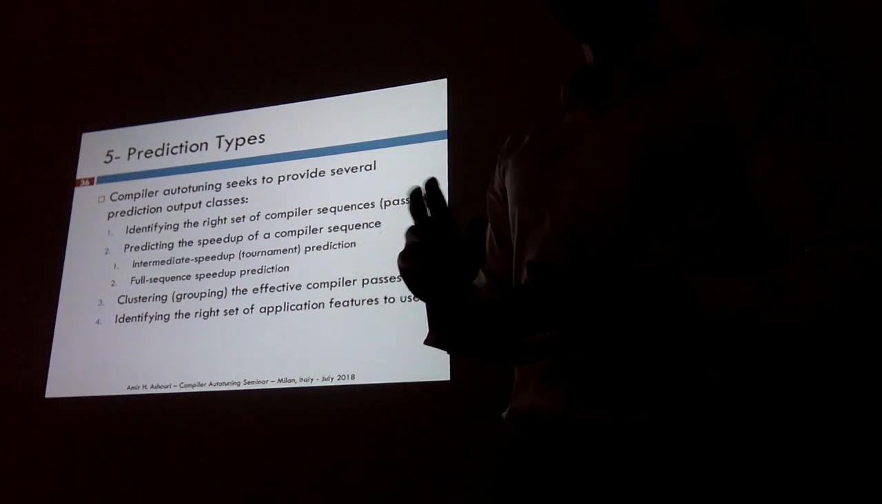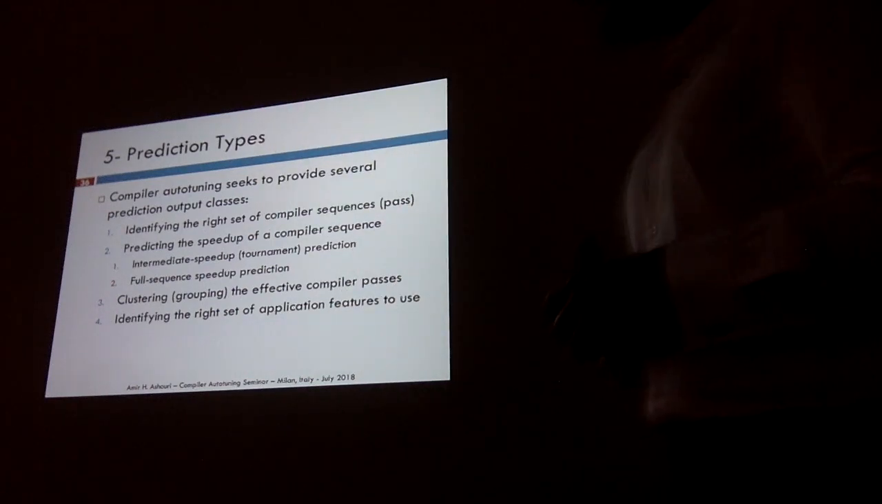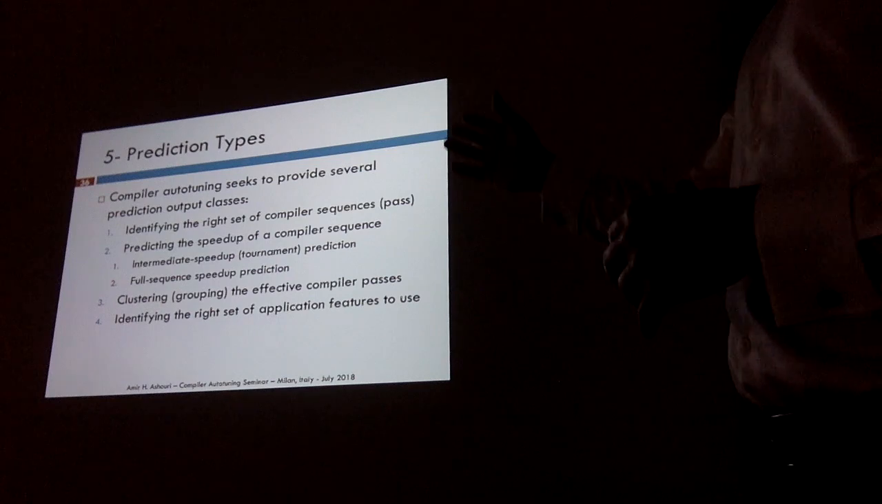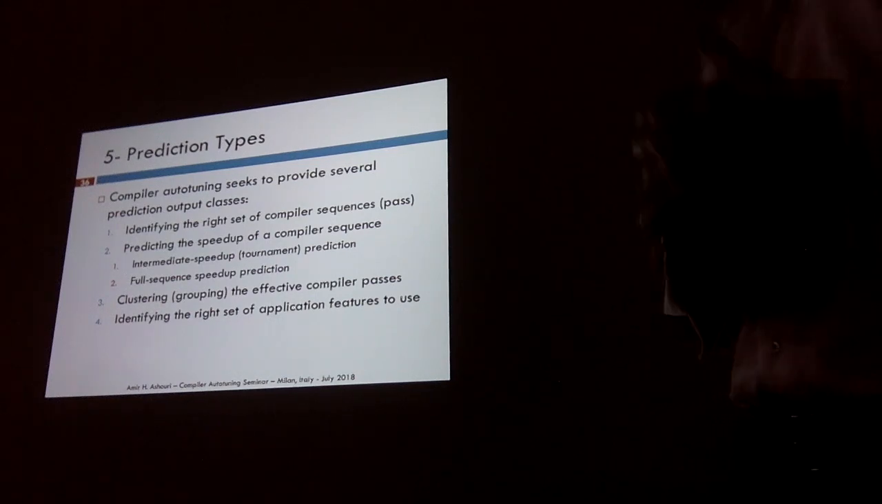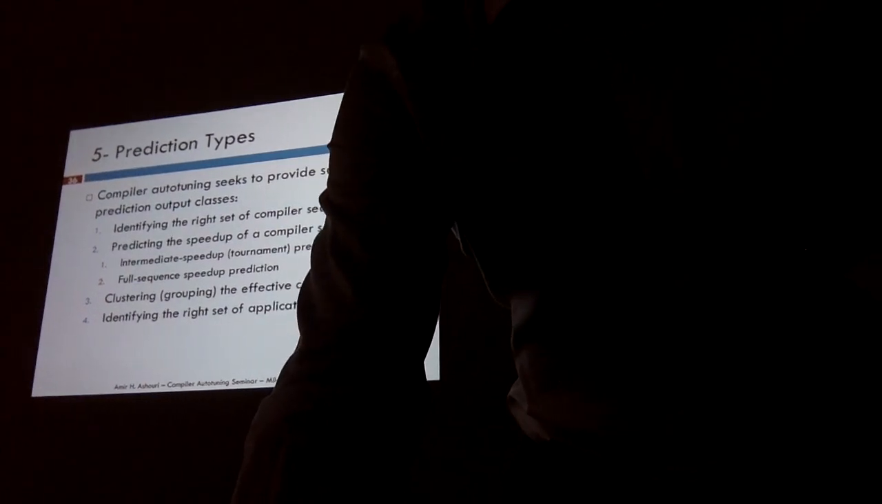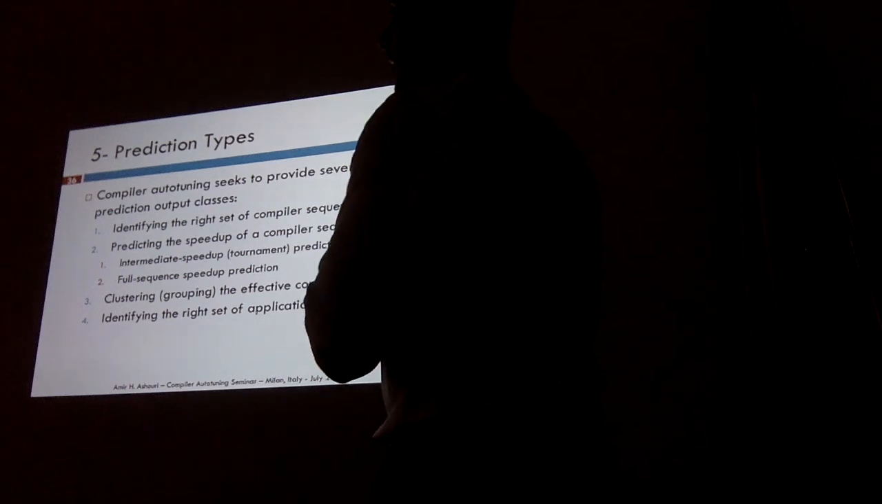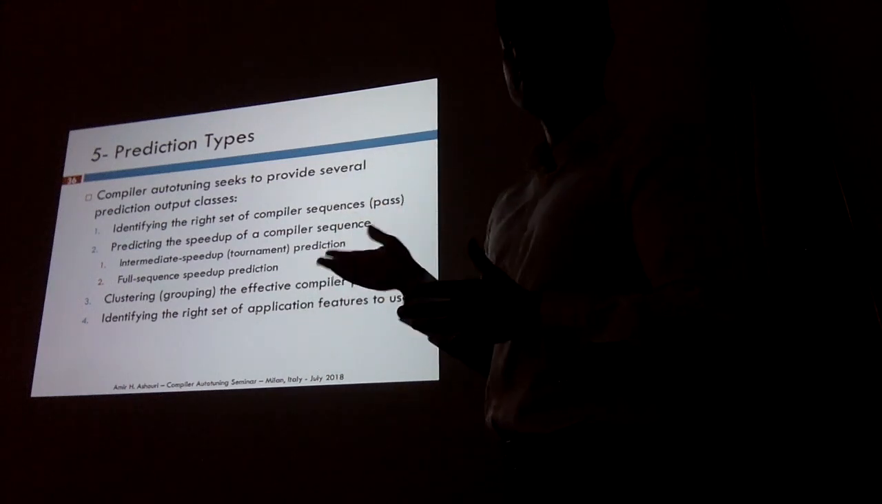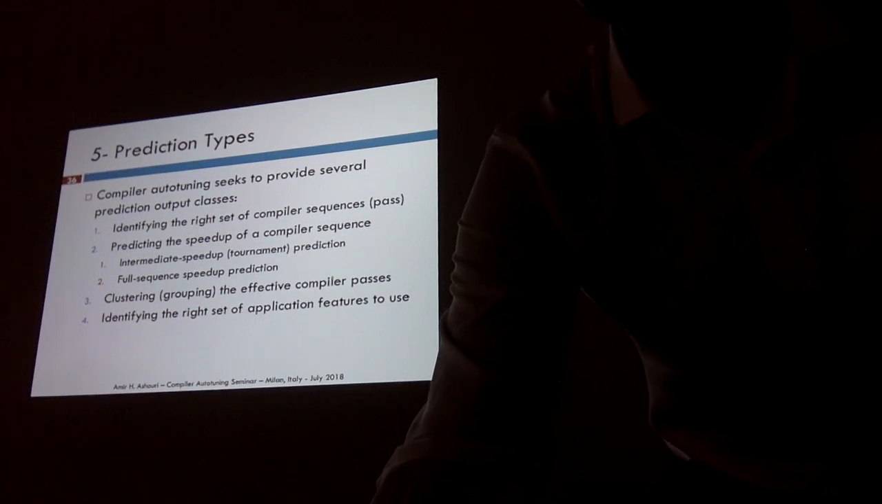And the fourth one, which was lesser known in the field, was using machine learning to identify the right set of application features to use based on each application. So these were, if you want to classify the work in the state of the art, the four different prediction outcomes that people intended to have.